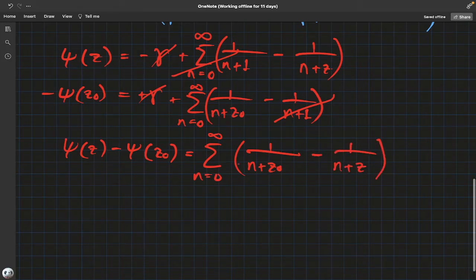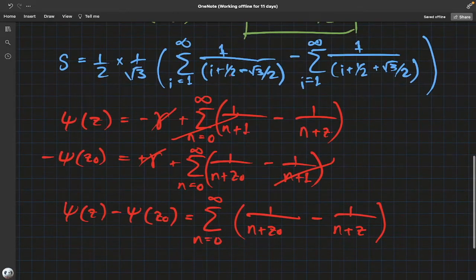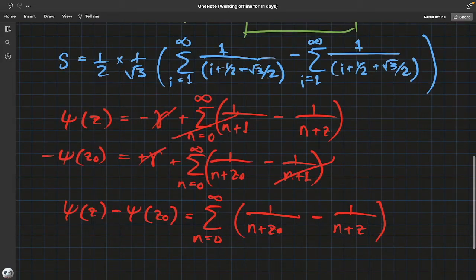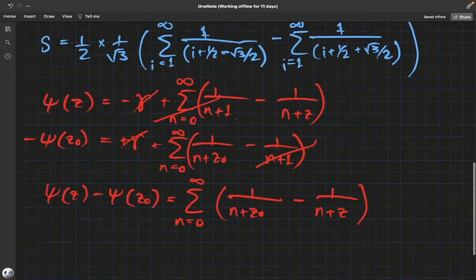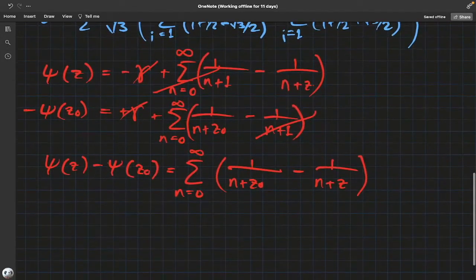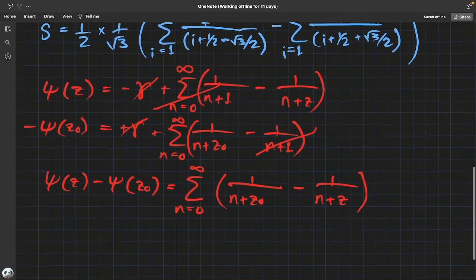Well, this looks kind of close to what we had there. We can set z naught to be 1 half minus square root 3 over 2 and z to be 1 half plus square root 3 over 2. And then we just have to switch the order when we're writing the difference of digammas, and that's literally it. This was the great insight.